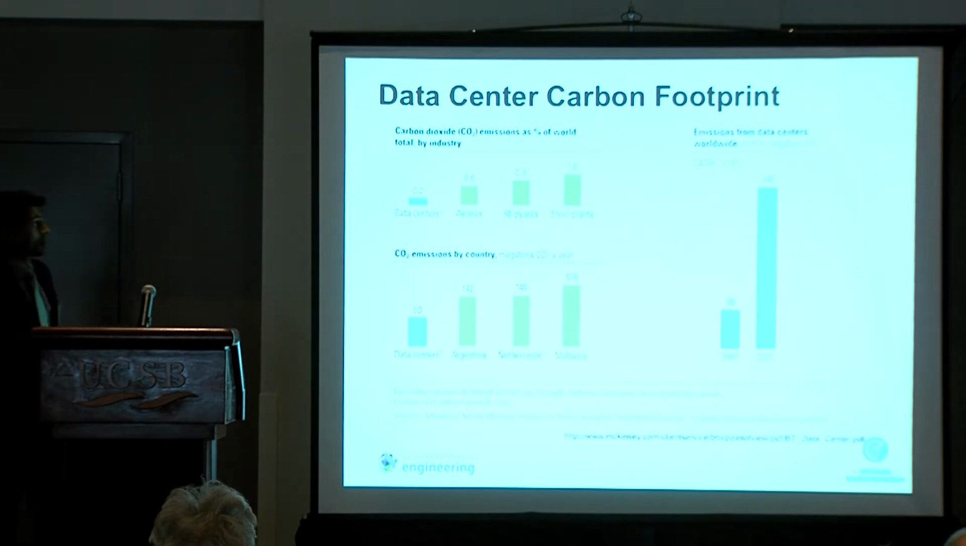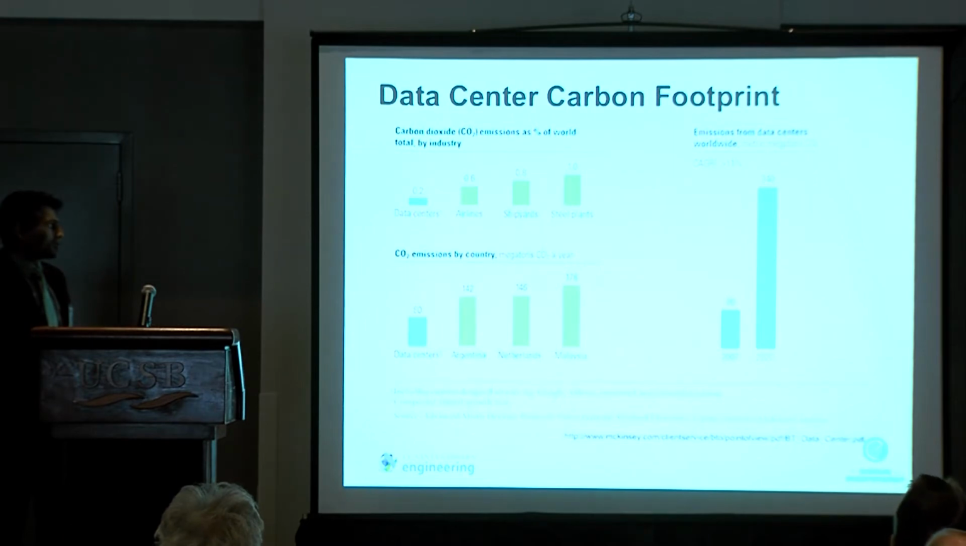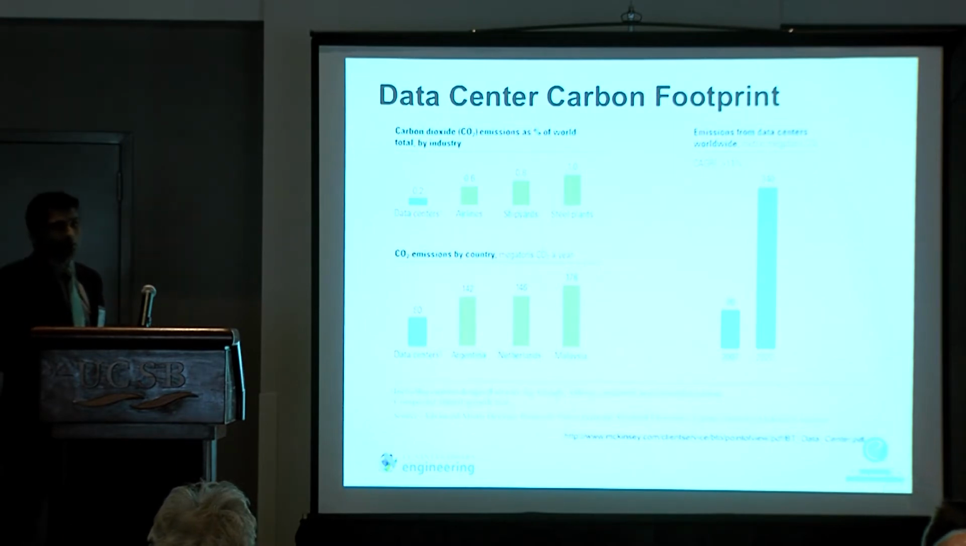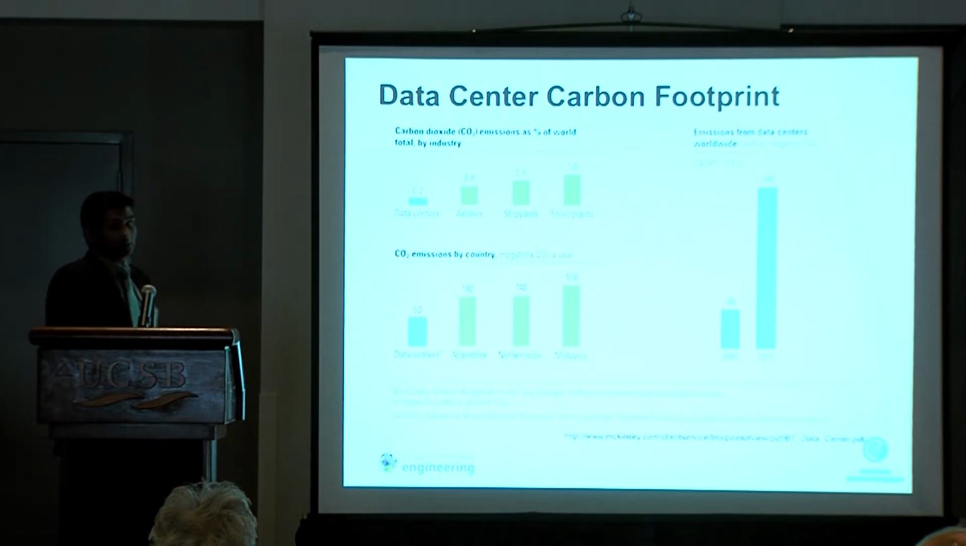So let's look at the data center carbon footprint. If you look at carbon dioxide emission by industry, data centers are 0.2, airlines 0.6, and then shipyards and steel plants, which would be expected. If you look at it by country, data centers are about 80 megatons of CO2 a year. Argentina is only 142 as a whole country. So data centers are starting to produce a lot of carbon dioxide, comparable to small countries. And looking at the emissions from data centers, in 2007 it was 80, and in 2020 it's projected to be 340, which is a huge spike.